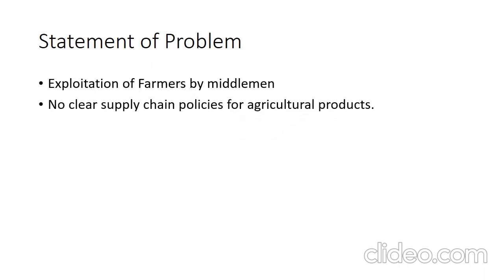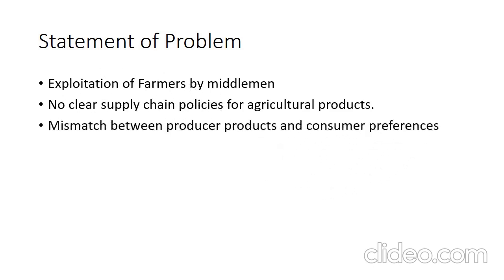Now the following problems are the drivers to this research. Number 1 is exploitation of farmers by middlemen, where they are exploited through unfair prices and unfair scales. Then there are no clear supply chain policies for agricultural products. And the other problem is that there is a mismatch between producer products and consumer preferences.